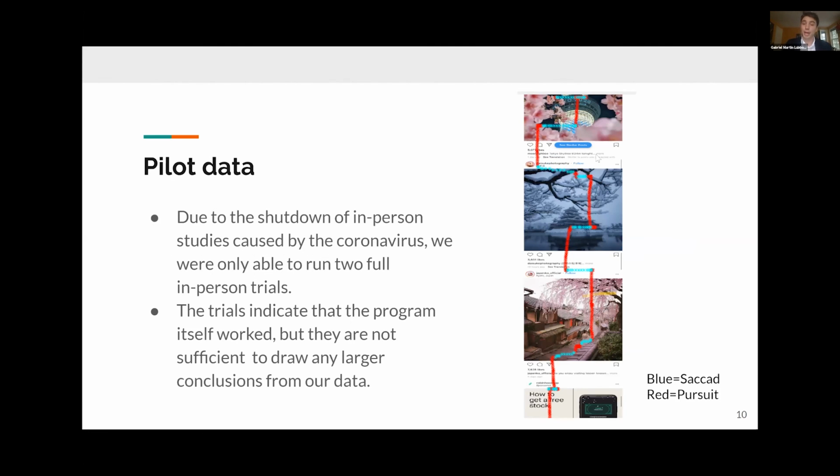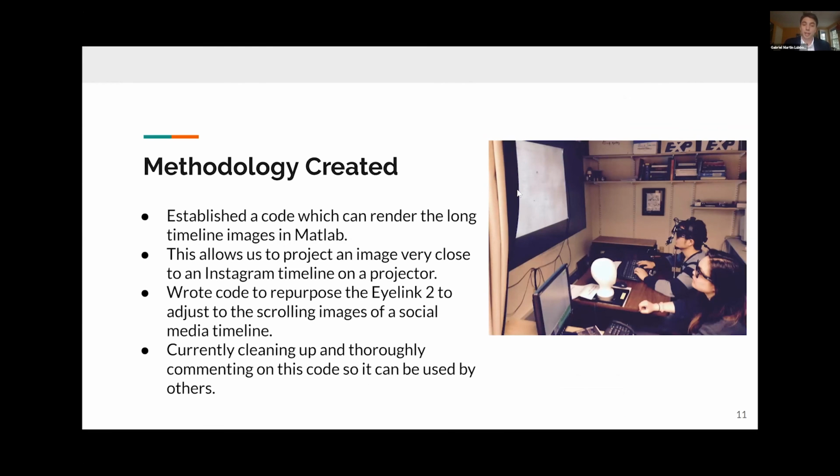We got a little bit of pilot data from this. Again, when you're looking at this, remember that this is me keeping my eyes steady and scanning down, and this is right to left movement with the saccade. The trials indicated that the program worked, but I'm not yet at a point where I feel like we can make larger generalizations about natural eye pathing tracks just based on these 2 subjects' worth of data. That being said, I am proud of the methodology that we created and the code that we created.